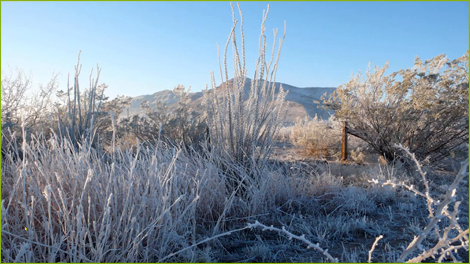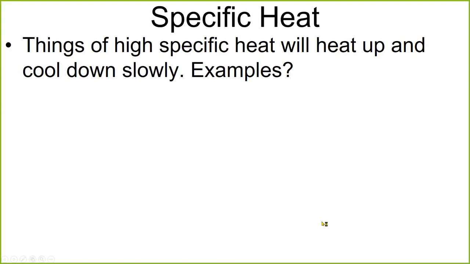Now, this is a picture of a desert very early in the morning. What do you notice about this? It's kind of weird. This is a desert. It's pretty. Okay, what else? Yeah, there's frost on the plants. And the reason why is we just talked about that a little bit. The sand heats up super quick, but it also cools down super quick. So when the sun goes down, the desert can get quite cold. And here you even see frost is forming on the plants.